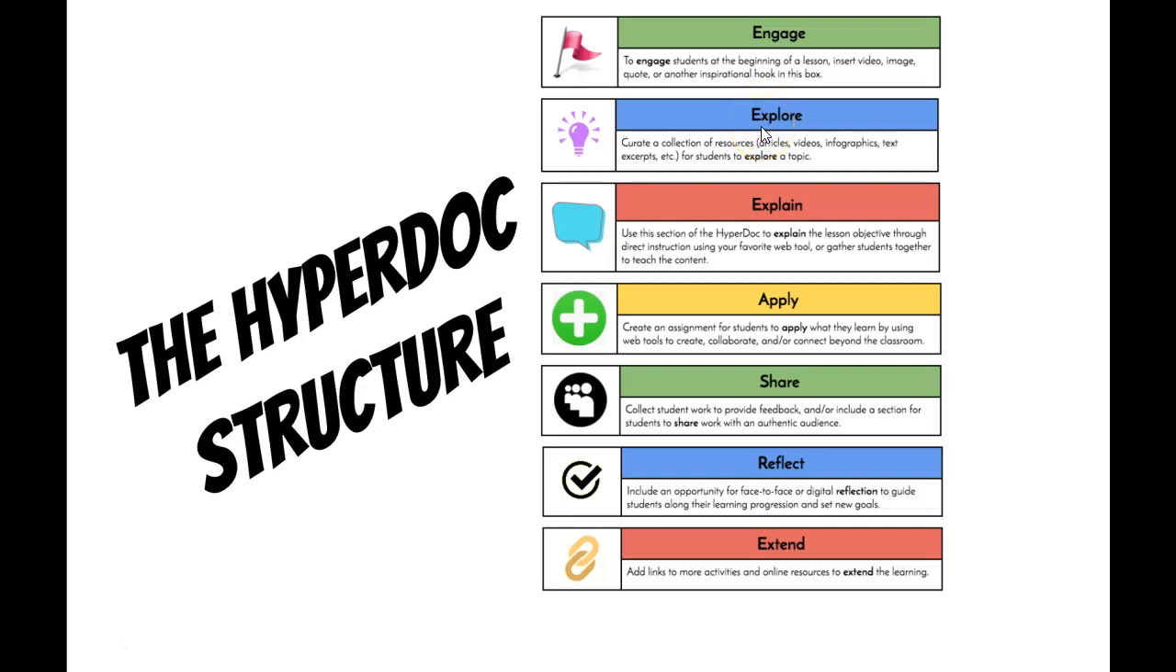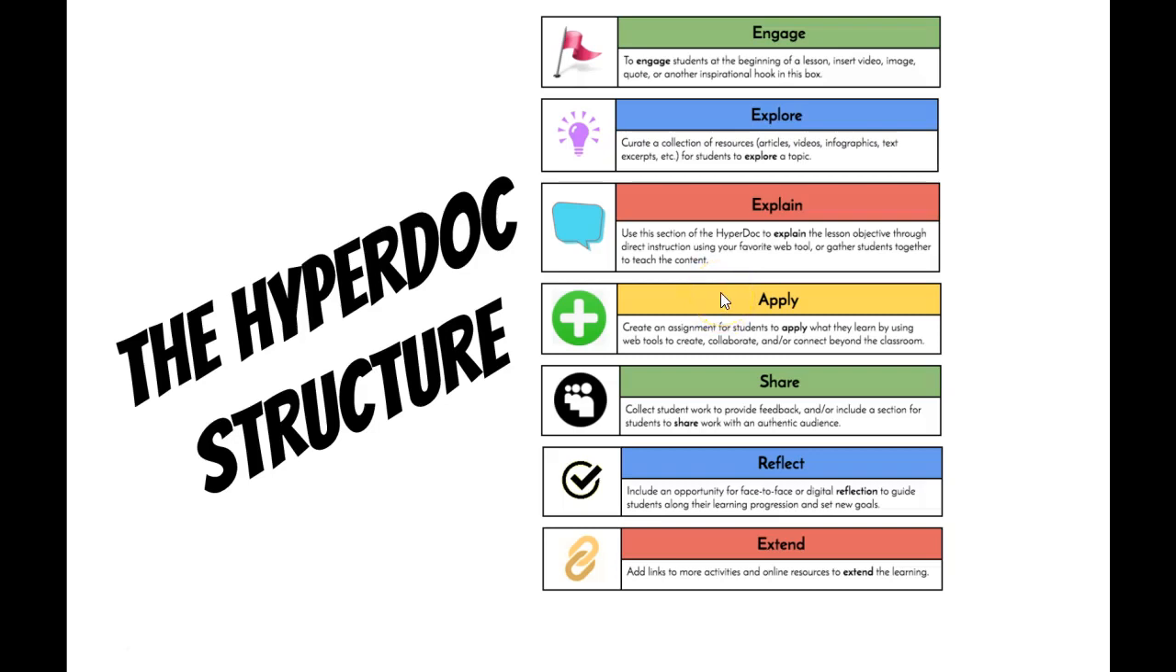Then we move on to exploring. In exploring, we curate a collection of resources like articles, videos, infographics, text excerpts, etc. for students to explore a topic. This is not explanatory, it's just an exploration. Then you have the explain part, in which you are more, let's say, explicit about what you're trying to teach and your lesson objective. This is kind of the direct instruction portion of your lesson.